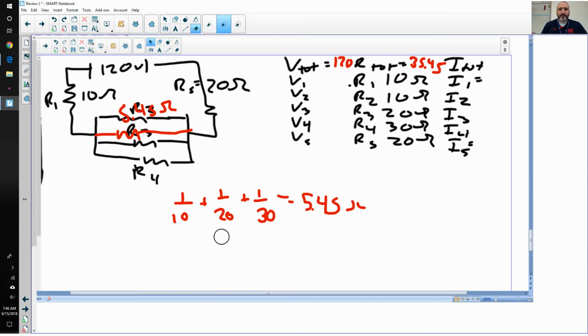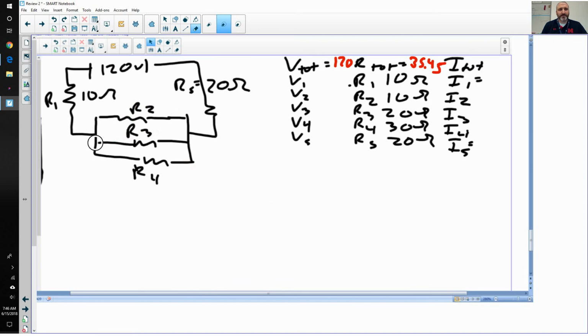The only reason we do that is so we can figure out what's happening with the current and the resistance through this area. Now we can go back and say, all right, I've got 120 volts, 35.45 ohms of resistance, so 120 divided by 35.45 equals 3.38 amps going through this whole thing. Here, 3.38 amps, here, 3.38 amps, all through here, 3.38 amps.